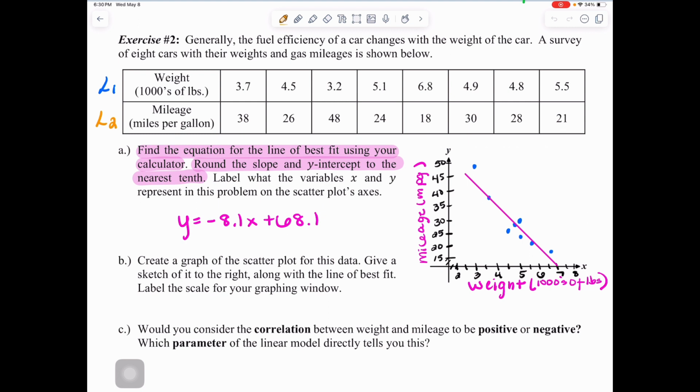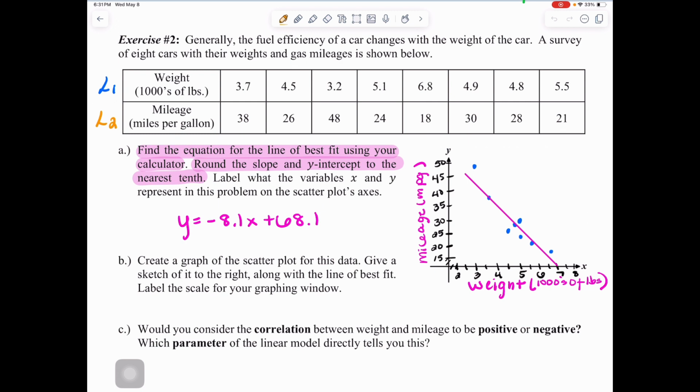So we already had set up that you should have weight in L1 and then mileage in L2. To find the equation of the line of best fit, you would have done stat, arrow over to calculate, and pick option 4. And your equation, if we round to the nearest tenth, should be y equals negative 8.1x plus 68.1.